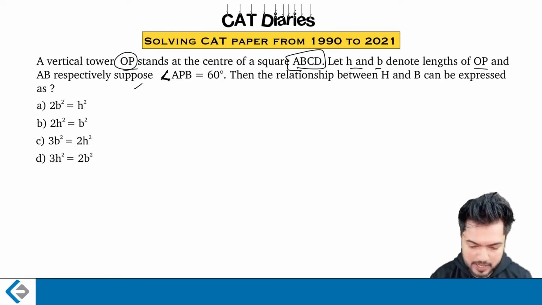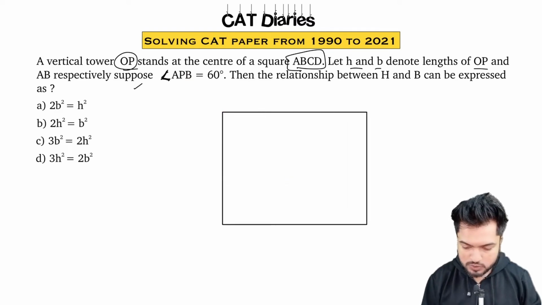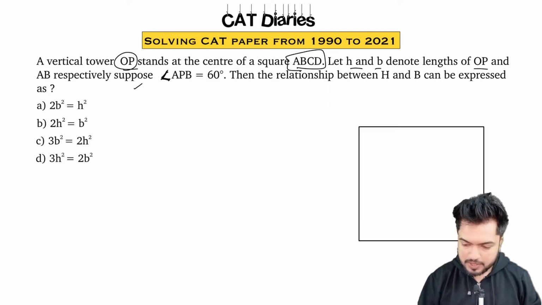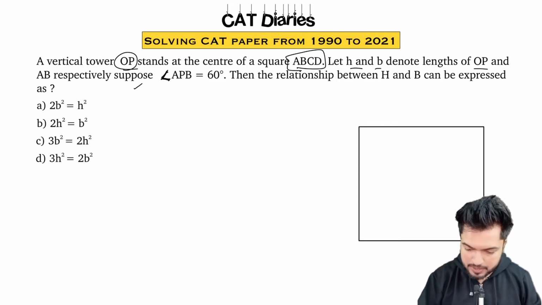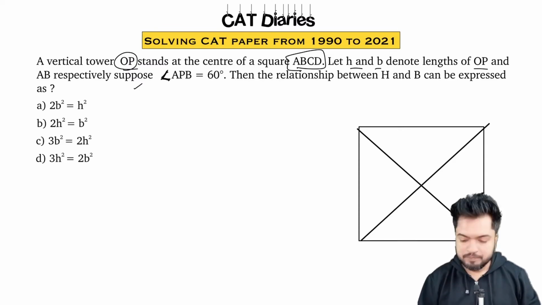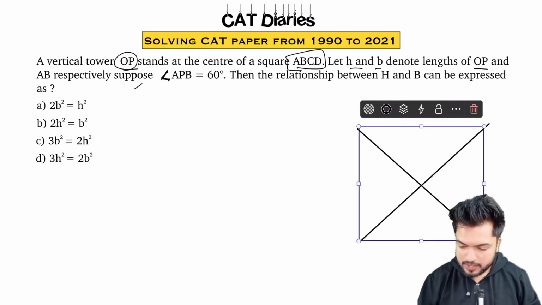There is a square, that is ABCD. So I'll make a square here. What is being given here? Vertical tower OP stands at the center of the square ABCD. So if this is a square, and I draw the diagonals of this square, one diagonal is like this, and the other diagonal would be like this. These are the two diagonals of the square, and they are the same size.